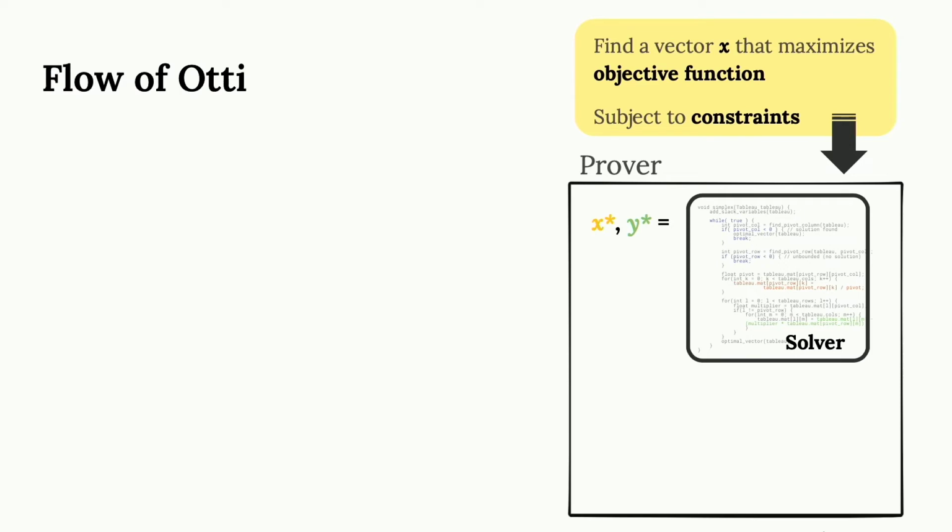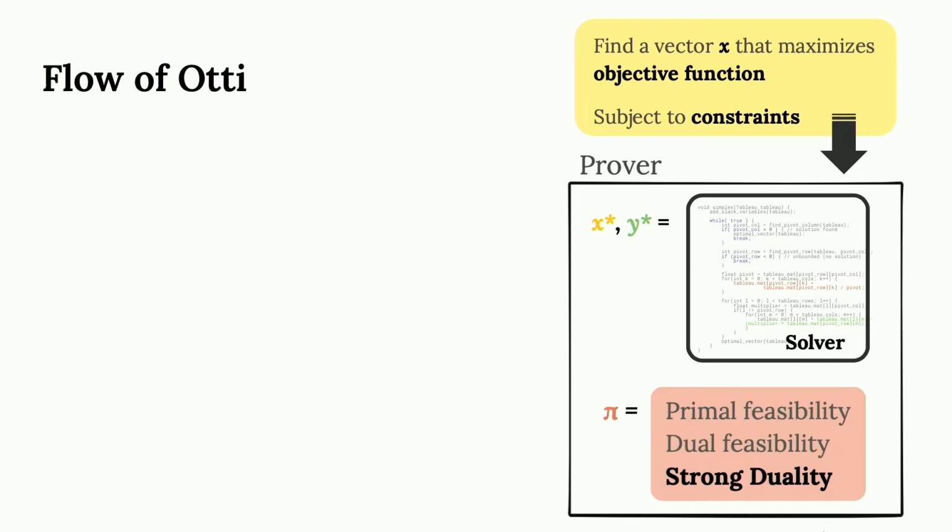So let's talk about the compilation process. First, you input an optimization problem. Let's say this is a linear primal problem. The prover uses any solver it wants to find the solution. For example, in the linear programming case, this might be simplex. And as far as Otti is concerned, this solver is a black box. It can use any optimizations, you can use it on any hardware, whatever you want. And it produces our solutions to our primal and dual problems.